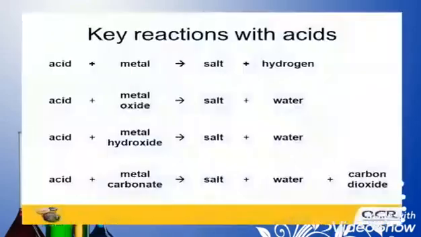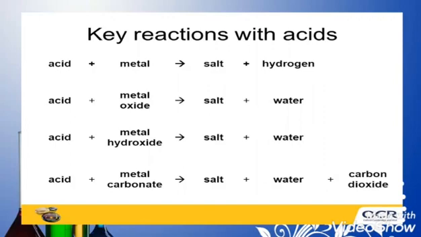And that is the end of the lesson about the reactions with acids. Let us now summarize the key reactions with acids. When an acid reacts with a metal, you produce salt plus hydrogen gas. When an acid reacts with a metal oxide, you form salt plus water. When an acid reacts with metal hydroxide, you form salt and water. And when an acid reacts with metal carbonate, you produce salt, water, and carbon dioxide gas.